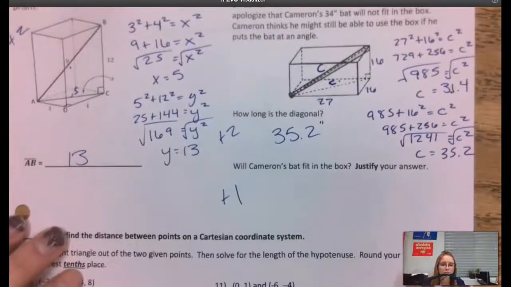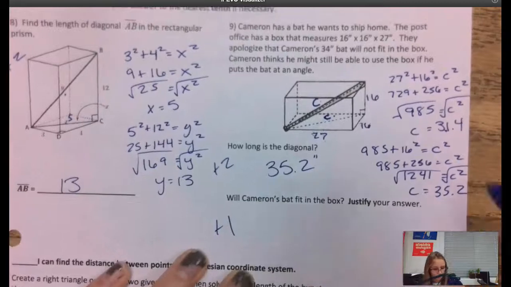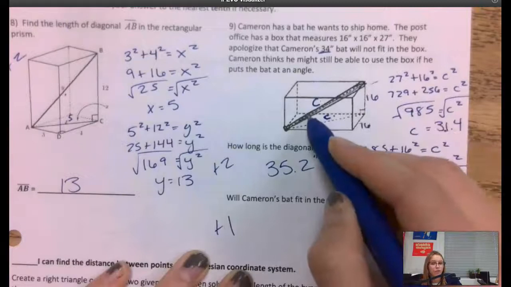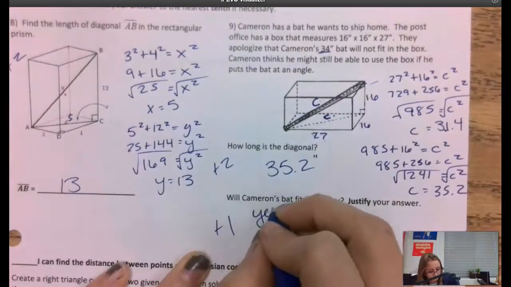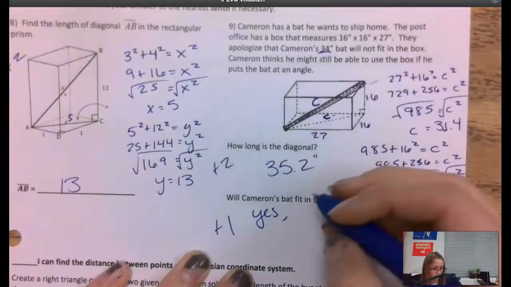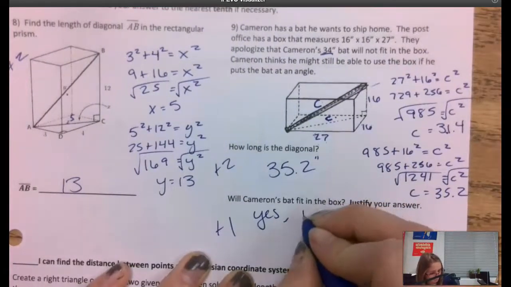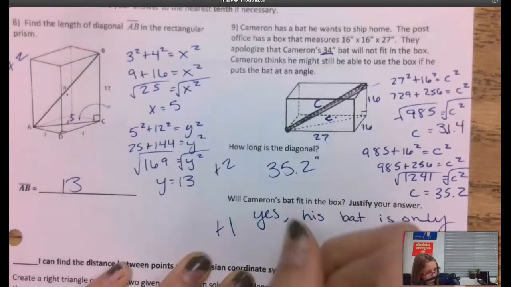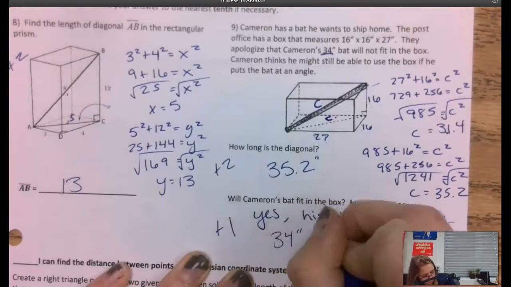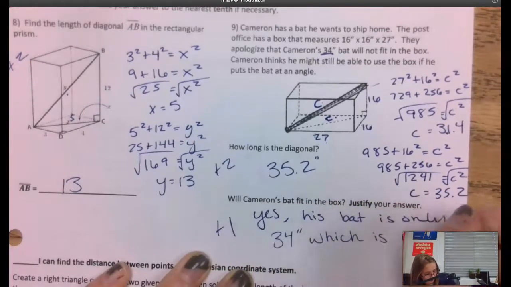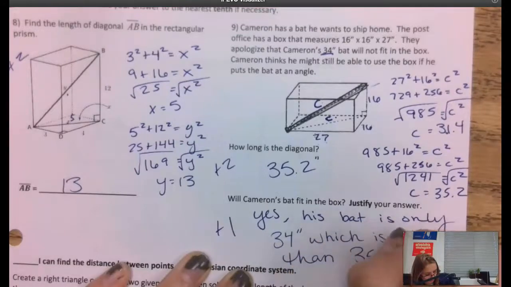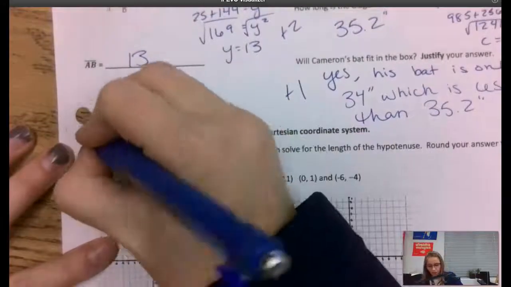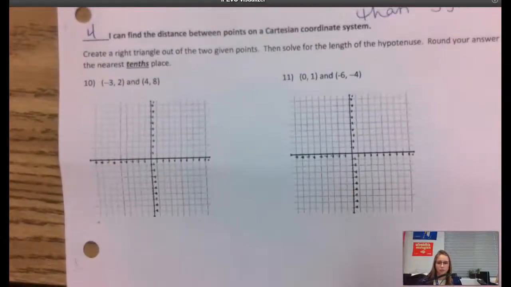Now it says, will Cameron's bat fit in the box? Well, his bat is 34 inches, and if this length is 35.2, it will fit, because 34 inches is less than 35.2. So his bat is only 34 inches, which is less than 35.2. Alright, so there we go. And then on to the last one. This was out of 4. We got 2 points for each.